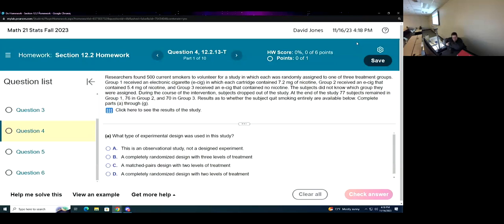A matched pairs design with 2 levels of treatment. I didn't see anything about pairing. And a completely randomized design with 2 levels of treatment. Well, if we tried to say the group 3 with no nicotine wasn't a level of treatment, yeah, but I think we got to count no nicotine as a level of treatment. So we've got 3 levels of treatment. That's going to be B.